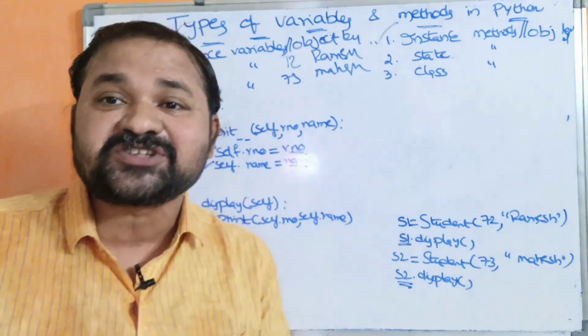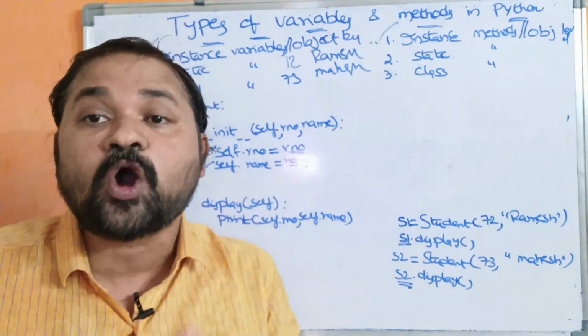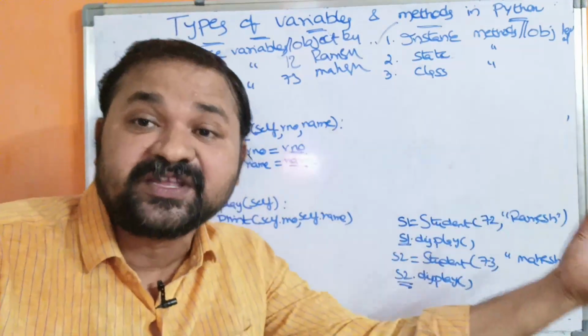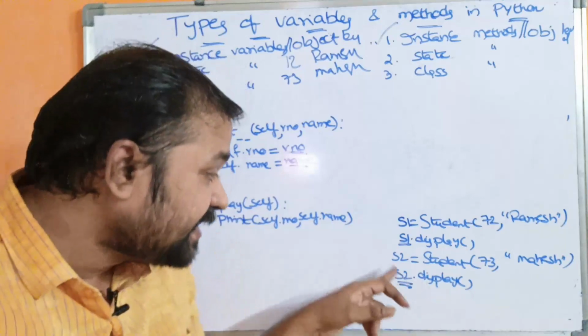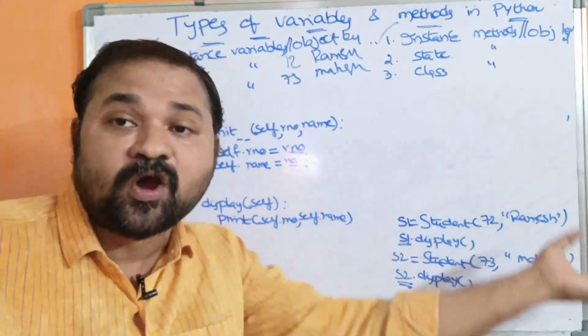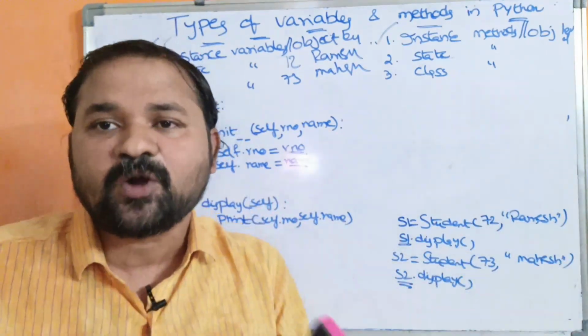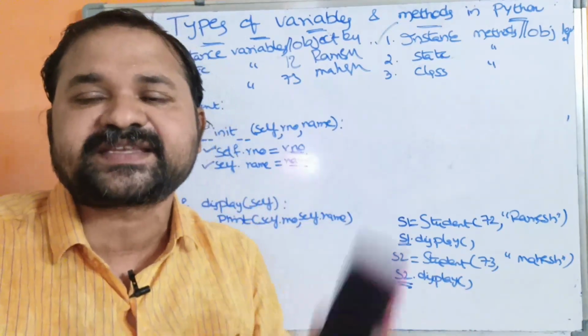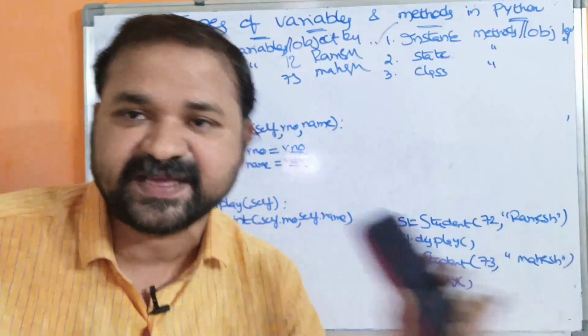Why? Because each object has its own copy of the variable. Here S1 object contains its own copy of the data, 72 Ramesh. S2 object contains its own copy, 73 Mahesh. Each object contains its own data. So that's why we must use an object in order to access the instance method.